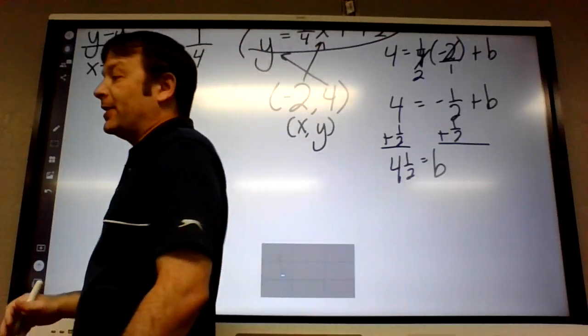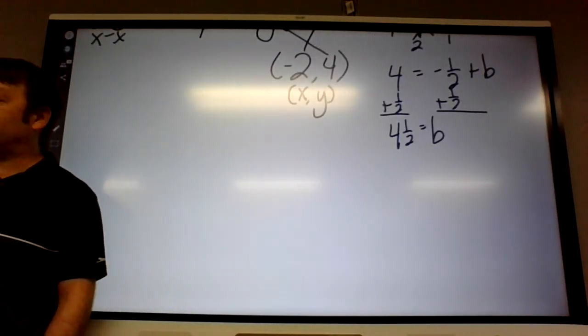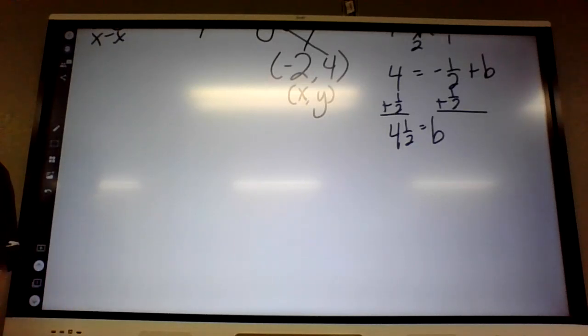Number 5 has no picture. They're just telling us, it says, use the slope-intercept form, so that's y equals mx plus b, to write the equation of the line passing through the given point with the given slope.